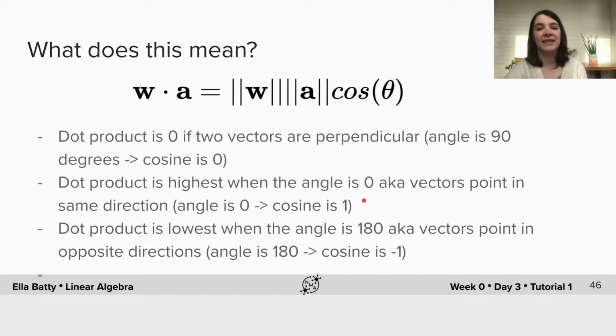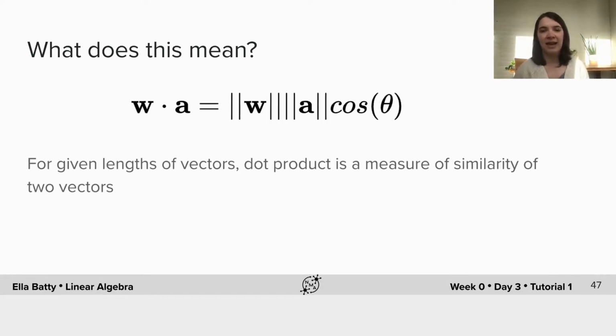The dot product is the highest when the angle is 0. So when the vectors point in the same direction. And the dot product is lowest when the angle is 180 degrees, meaning that the vectors point in opposite directions. So those last 2 points taken together mean that, at least if you hold the lengths of the vectors constant, the dot product is kind of a measure of similarity of two vectors. It's really telling you it's highest when they're the same direction, and it's lowest when they're opposite directions.